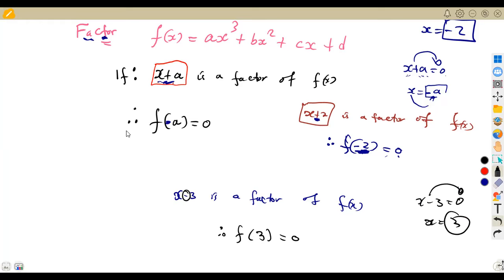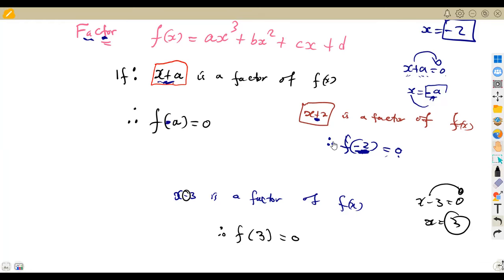So meaning to say, the value of x, which is equal to 3, when substituted back into our f of x, must truly give zero. But if it's not that, then it's not a factor, it's something else. So that is the major part that we are supposed to work with.